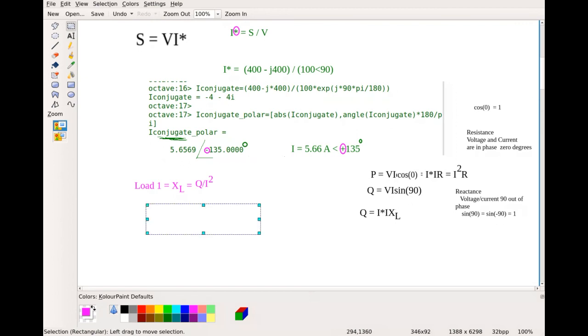So X of L here is equal to the magnitude of the current squared divided by Q, where Q was, what was Q there? 200, I think. Okay.